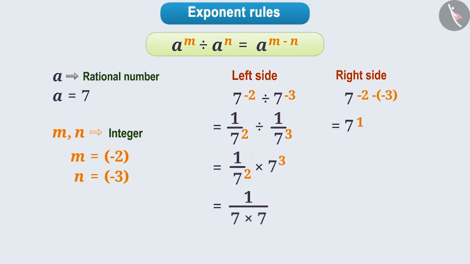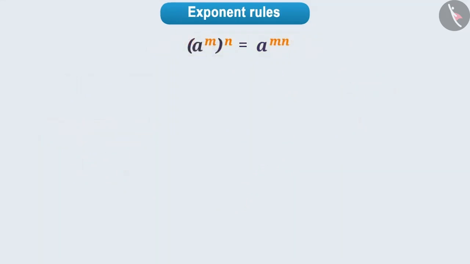Since 7 to the power 2 is equal to 7 into 7 and 7 to the power 3 is equal to 7 into 7 into 7, we will cancel 2 sevens from the denominator and 2 sevens from the numerator. From this, we get the result 7 to the power 1, which is equal to the right side. Here also it is verified that for the rational number a and for integers m and n, a to the power m divided by a to the power n is equal to a to the power m minus n. This rule is true.